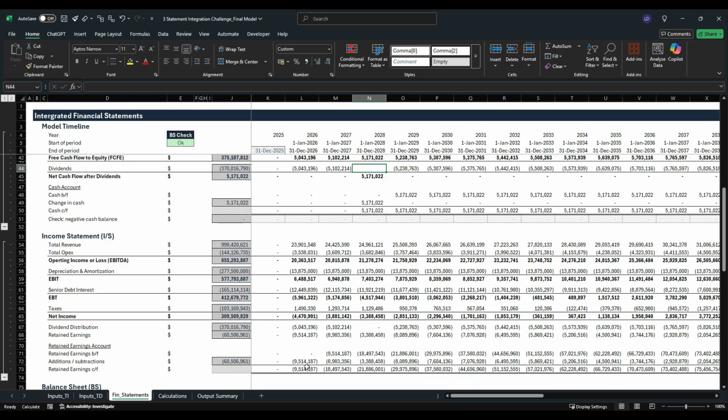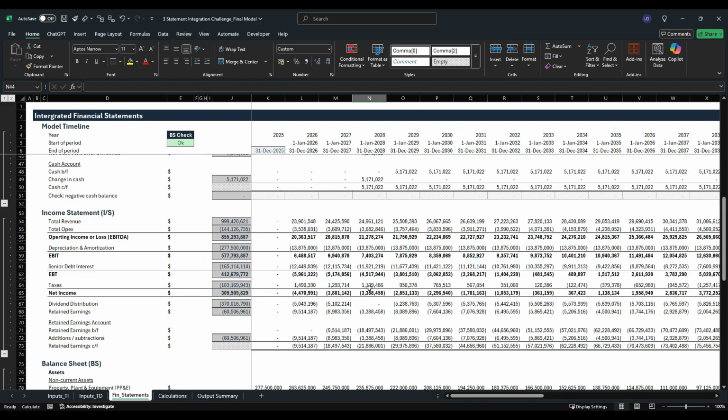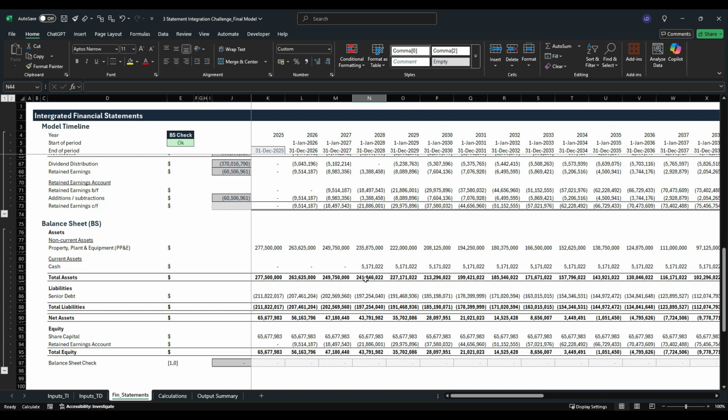It doesn't affect our income statement. It's a pure cash related issue. What it does though is it affects our retained earnings account, but it doesn't affect our net income. Just because we don't distribute our net income as dividends, that doesn't mean that we will have to pay more or less taxes. It just keeps sitting in the account in that case. But our balance sheet still balances.